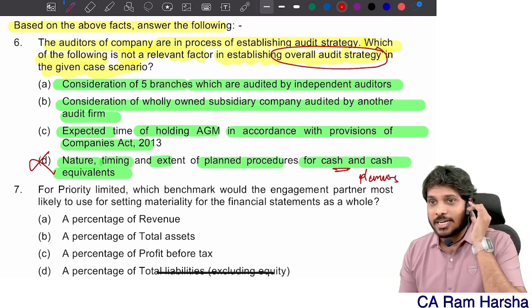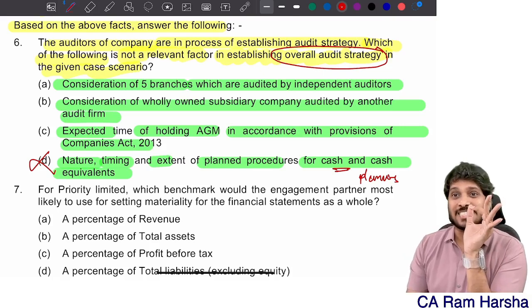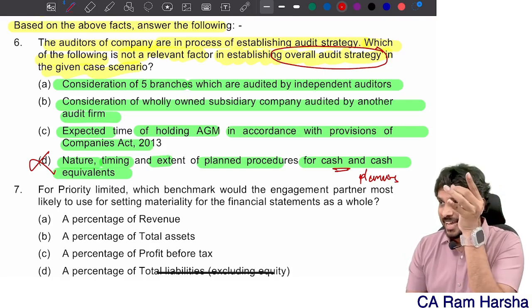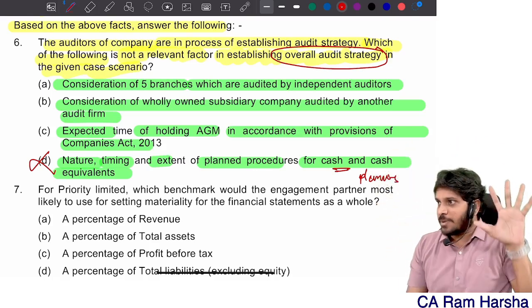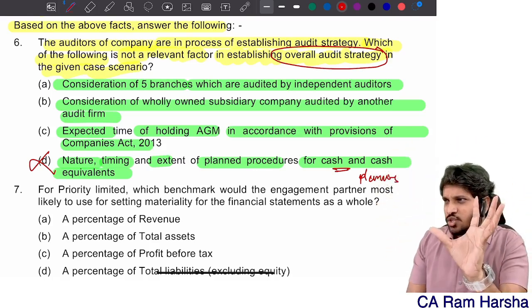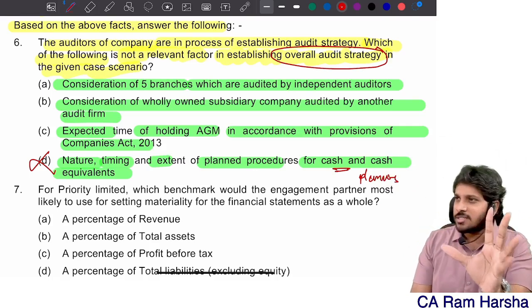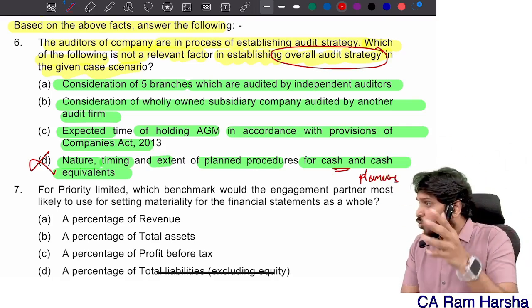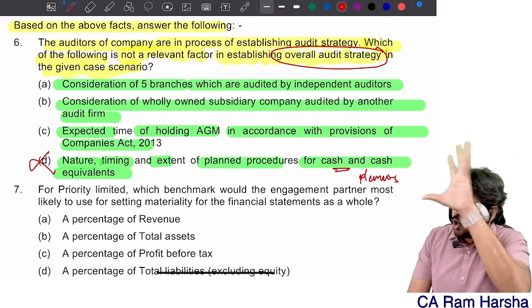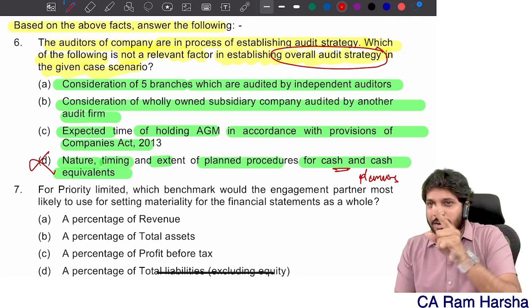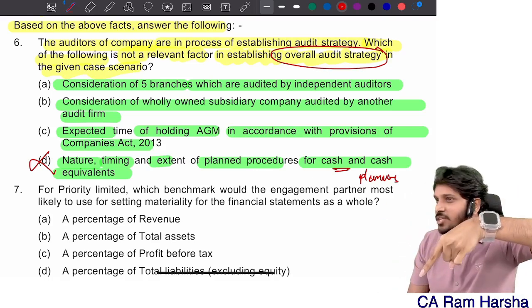Overall audit strategy is a document that sets the scope, timing, and direction of the audit. It covers only whole aspects, like what this entity is doing, who are the component auditors, what the timelines for reporting are, what the reporting objectives are, what the preliminary engagement activities are. Only an overview I will consider. I will not look into each and every individual area. Petty issues I will not look into.